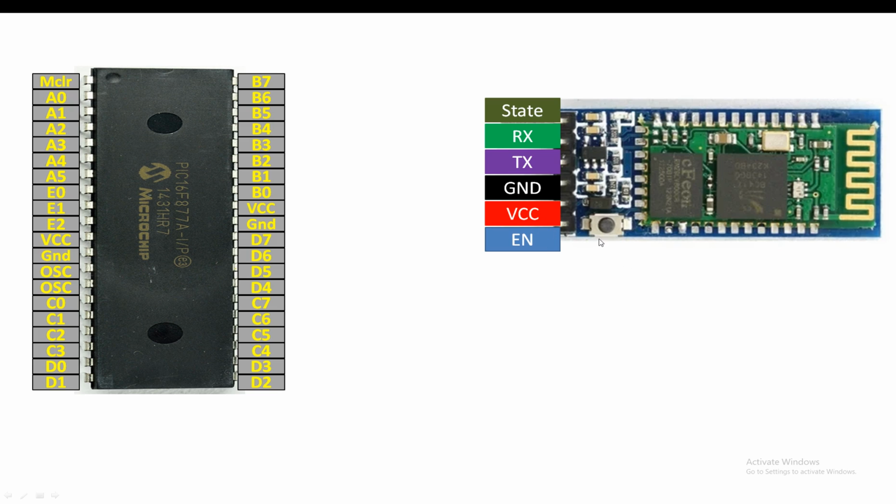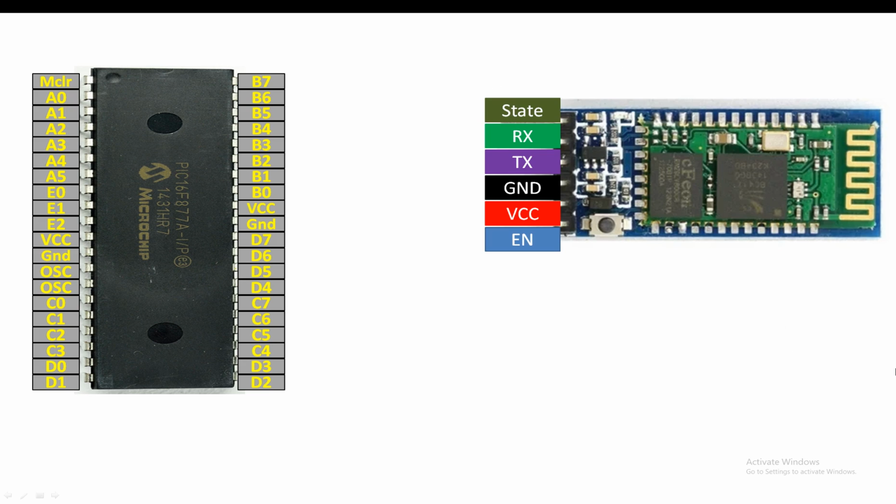That's all. Now guys, to this state pin, basically you connect an LED. It shows whether your module is connected to a device or not. If it is successfully connected, then this pin goes high. It means the LED connected to this pin will turn on, else it will remain off.